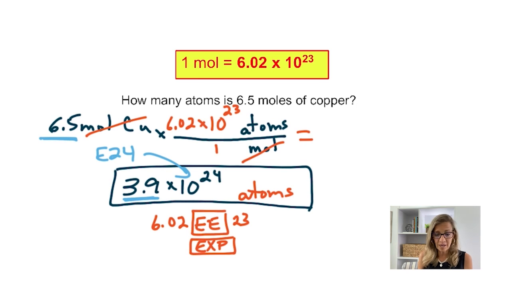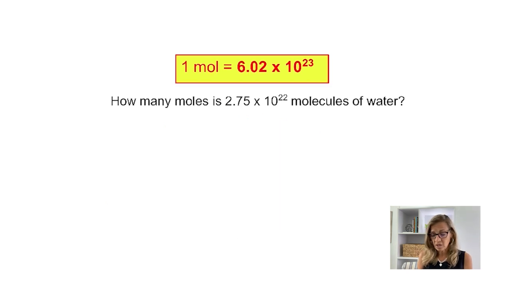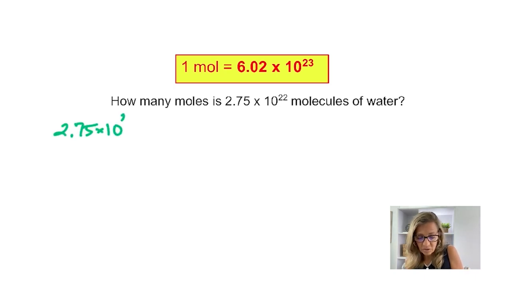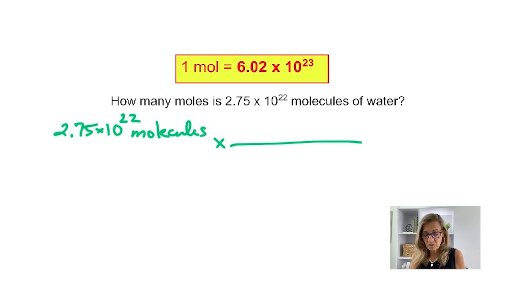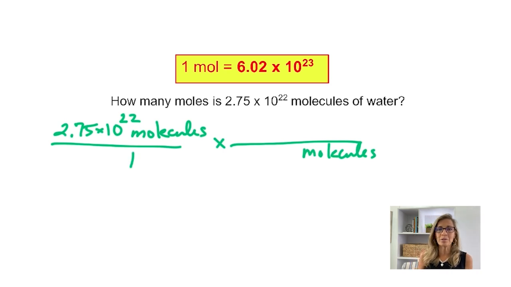All right, let's see if we can convert the opposite direction. What if we're given number of molecules? Let's write the given here. 2.75 times 10 to the 22nd molecules. And we want to convert to moles. So I always write my units first. Don't put the numbers in. Whatever unit that you have, you want to put opposite. So molecules is on the top. Now molecules is on the bottom. You may want to put a 1 right here just so you remember you're multiplying fractions. All right, now we want to go from molecules to moles.